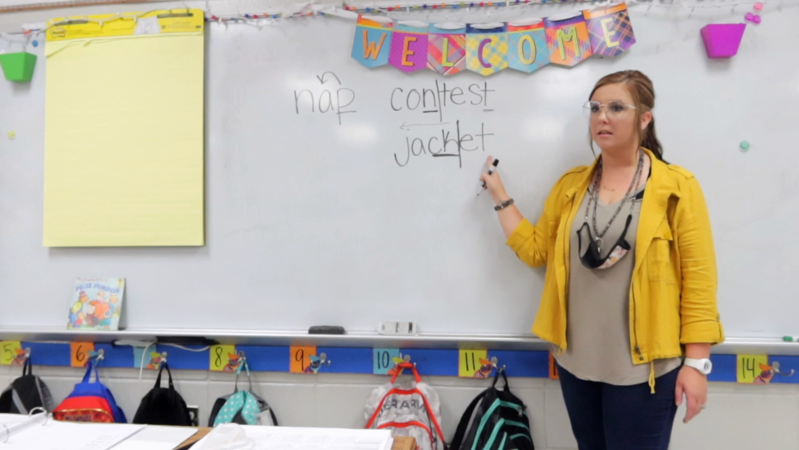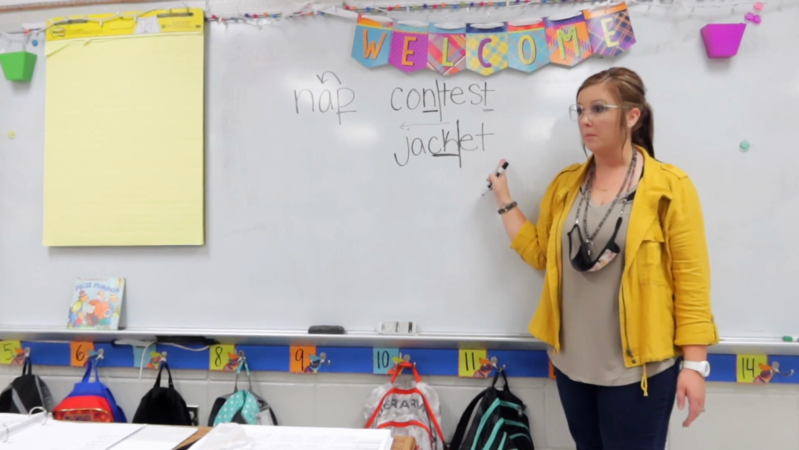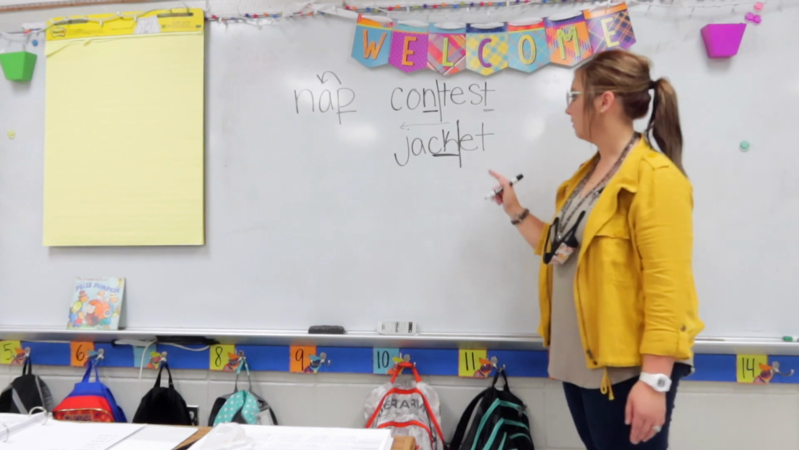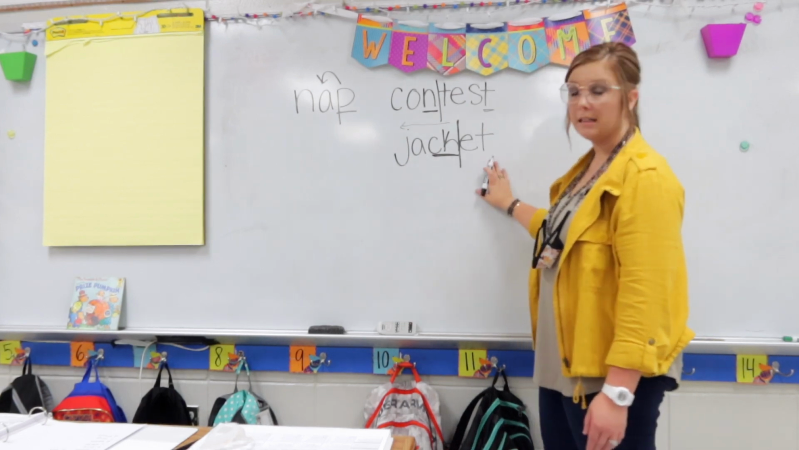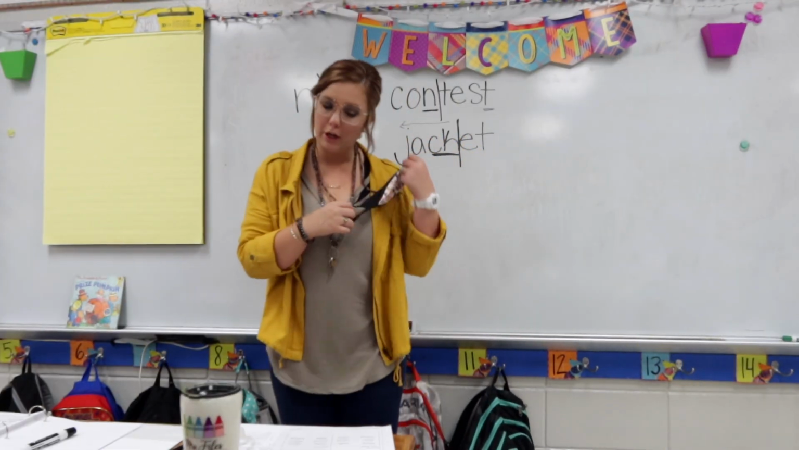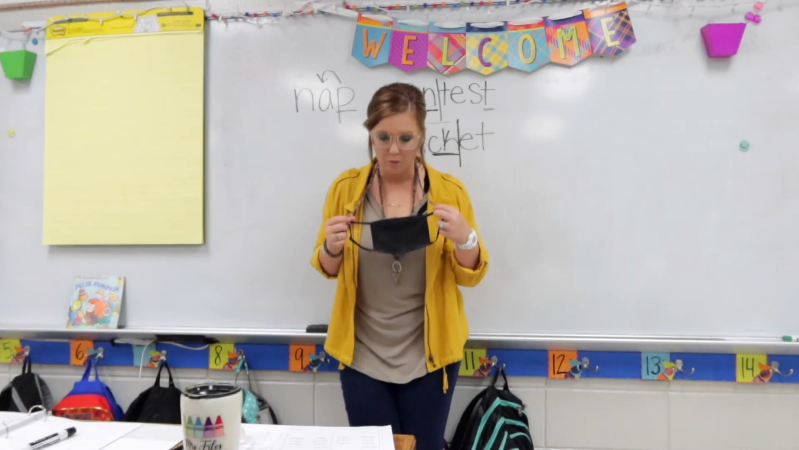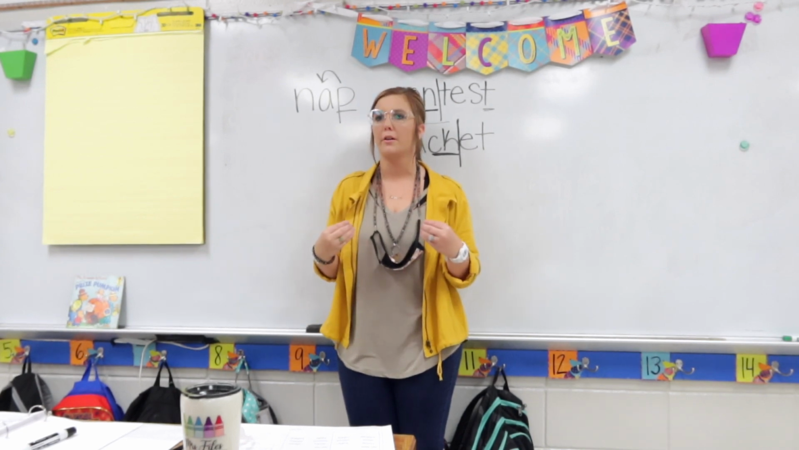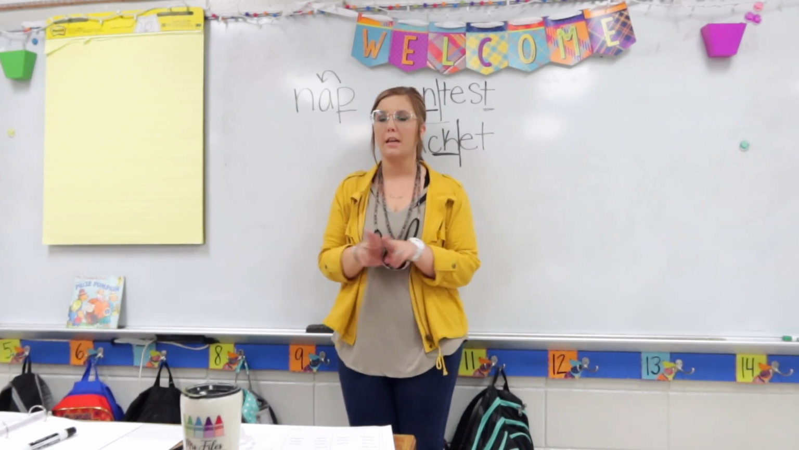And then et. Et is still a closed syllable because it ends in a what? It ends with a consonant. So that means et is also a closed syllable. Jacket. Okay, so what we're going to do is I'm going to say a word off our word list, and I want you to tell me where you would separate the word. That means you're going to raise your hand and tell me where we would split the syllables.